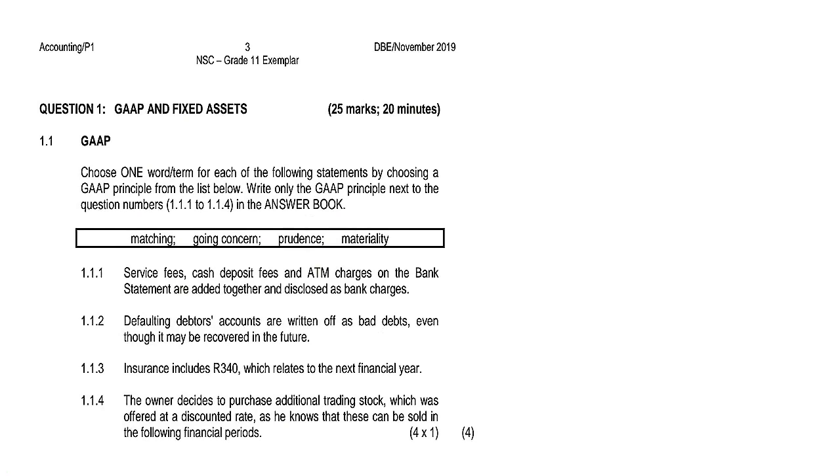Choose one term for each of the following sentences. You're given the following table: matching, going concern, prudence, as well as materiality. Service fees, cash deposit fees, and ATM charges on the bank statement are added together and disclosed as your bank charges. So our answer for 1.1.1 is our materiality GAAP principle.